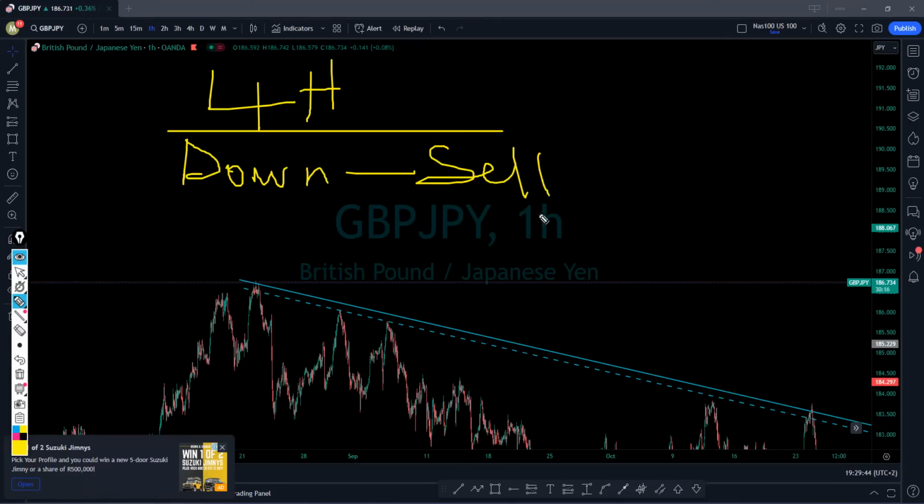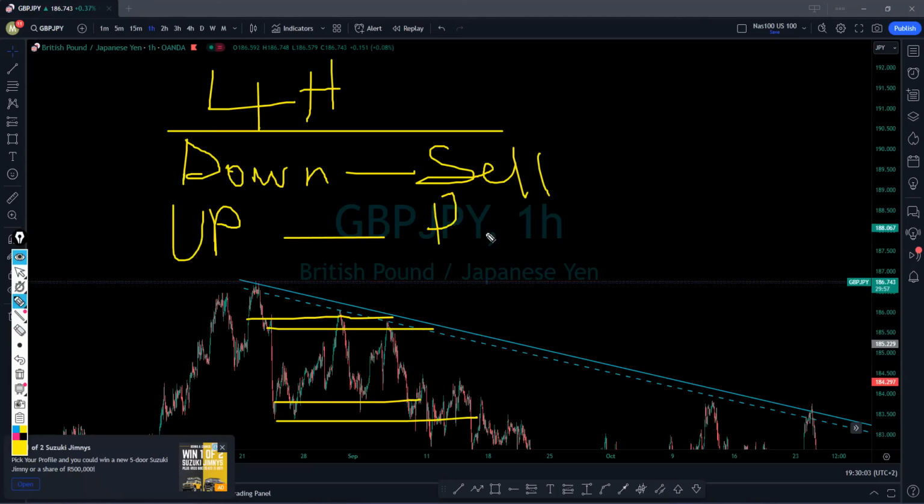So our job is to do what? Where can we sell? So it's where we go on 1 hour and try to identify the structures. Those structures are going to help us to do what? To know where we can sell. And we don't even try to buy on a downtrend. On an uptrend, we only look for what? For buy positions only.